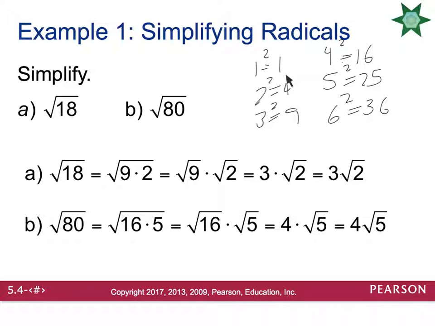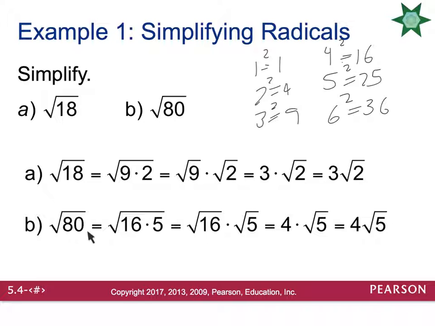Now, we see 4 doesn't go into that, but 9 does. So 9 goes into 18 2 times. So we can write this as 9 times 2 instead of 18. And then our product of radicals, remember, we can separate them out, right? So we can say the square root of 9 times the square root of 2. Well, the square root of 9 is just 3, right? It's a perfect square. So we have 3 times the square root of 2, which you can write with a dot or just put it in front of the square root of 2, and that means times.